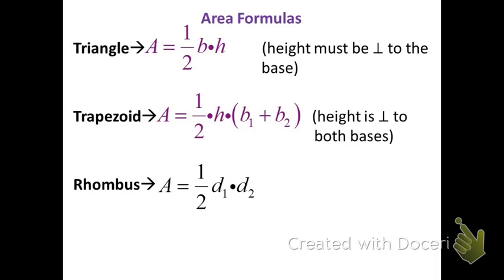And then the last one is the rhombus, and we're going to use D. D represents the diagonal. So you're going to take half of D1 times D2, or I just say D1 times D2 divided by 2. And those are equal expressions.